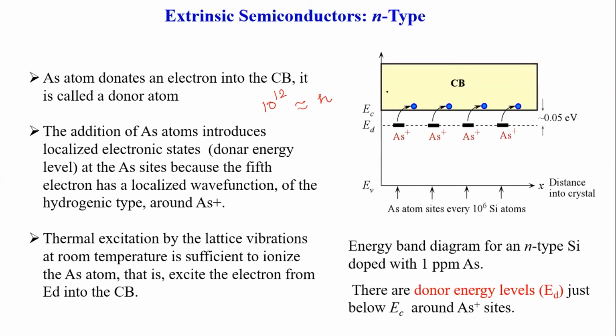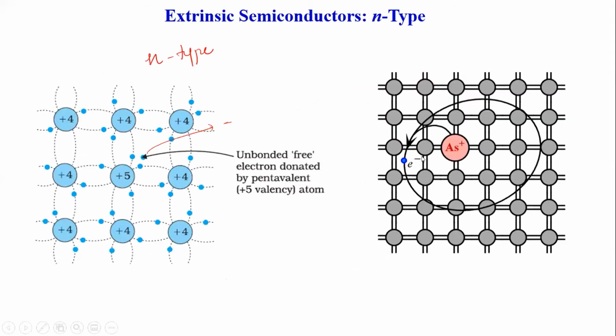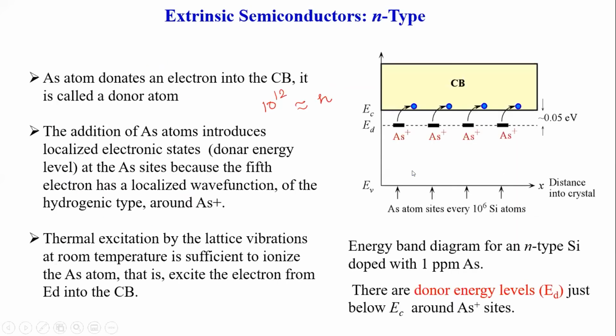If I draw an energy structure, this is the valence band. Let me concentrate on the region near the conduction band. Since this electron is a non-bonding electron, it has more energy. The other 4 electrons of arsenic will be in the valence band. The fifth electron's energy is high and it will be near the conduction band.